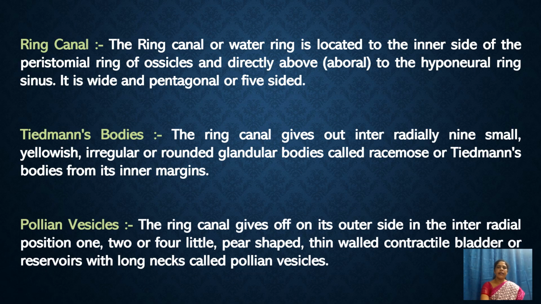The ring canal gives off on its outer side, in the interradial position, one, two or four little pear-shaped, thin-walled contractile bladders or reservoirs with long necks called Polian vesicles. They are supposed to regulate pressure inside the ambulacral system and to manufacture amoeboid cells of the ambulacral system.